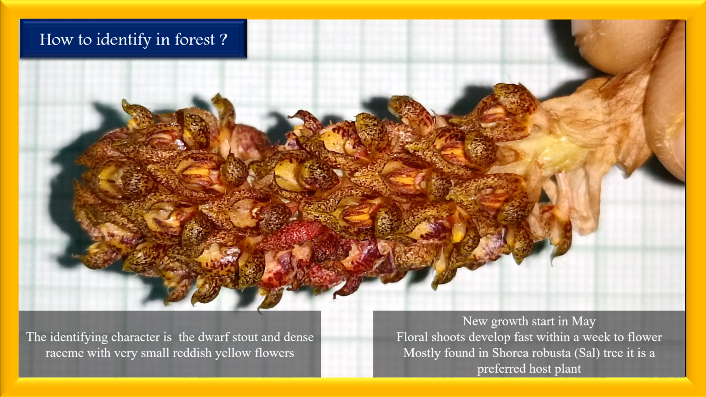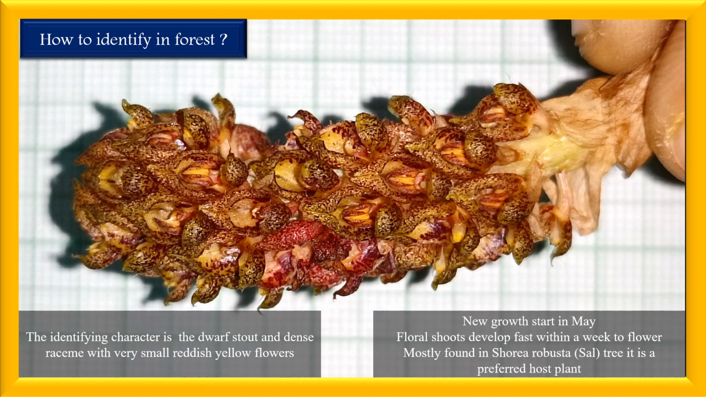The main question that arises is how to identify it in the forest. The main identifying character is the dwarf, stout and dense raceme with very small reddish yellowish flowers. We have seen that in May the new growth starts, and the floral shoot develops within a week, and then flowers. We have mostly seen it on the Shorea robusta sal tree. It is a preferred host plant of this particular orchid species.